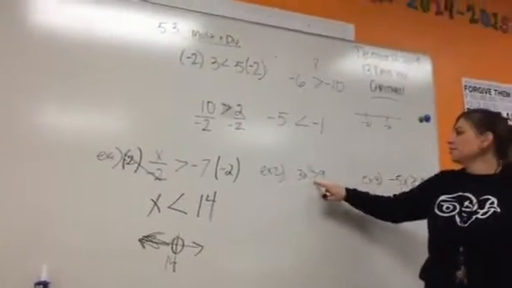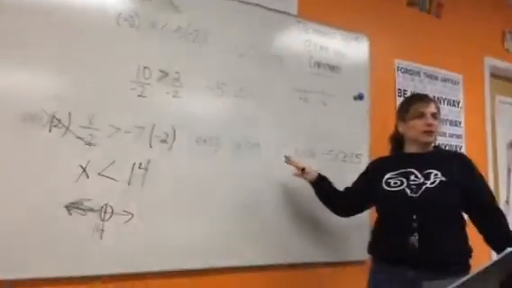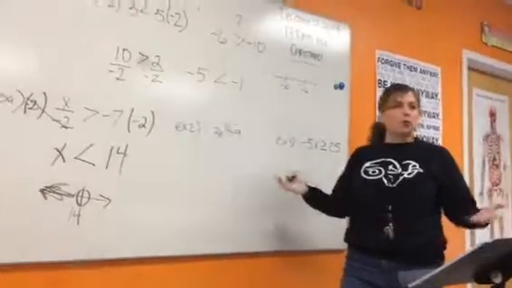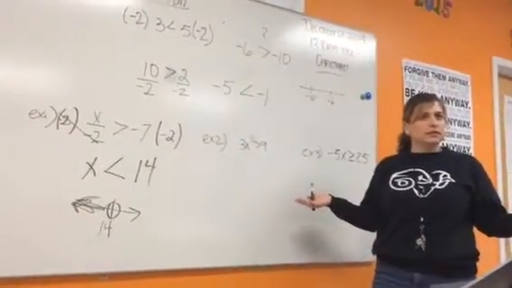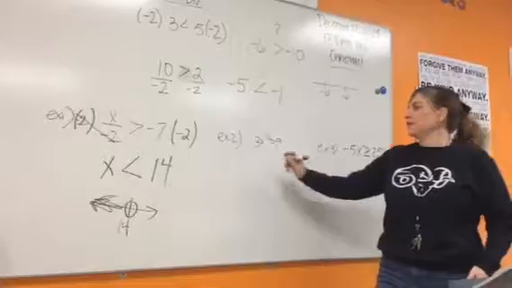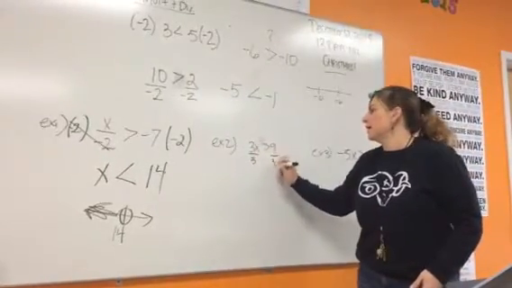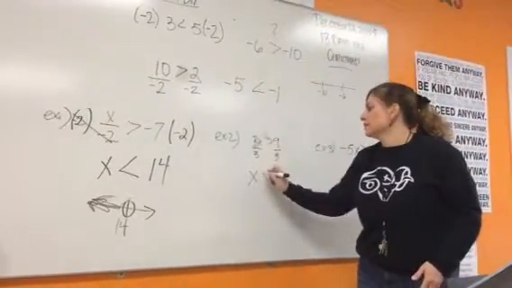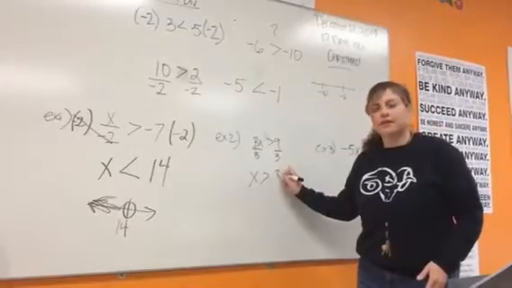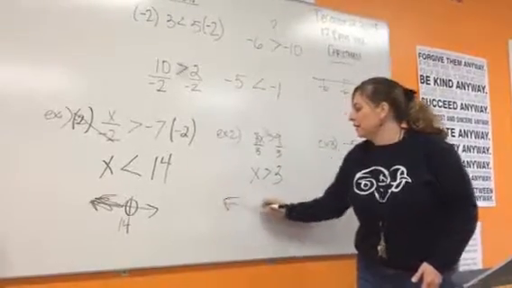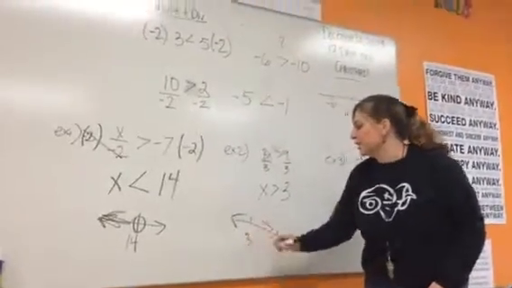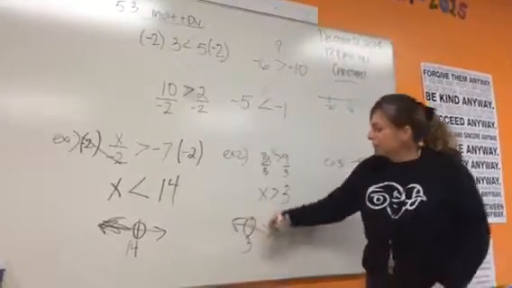Okay, 3x greater than 9. We're not going to have to flip the sign on this one. Why, class? Because it's not negative. There's no negative there. So I'm going to divide by 3 on both sides, and that cancels. X is greater than what? 3. Okay, let's graph it. You're not going to have to graph on your homework, but I'm going to show you. There's my 3. Big open circle.